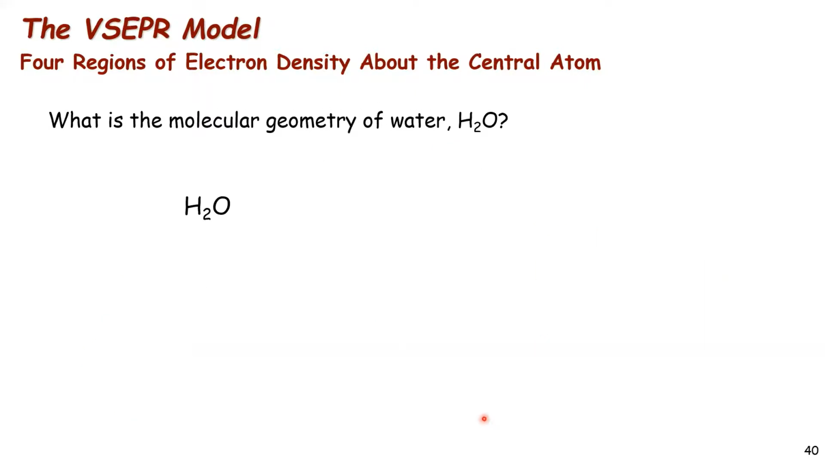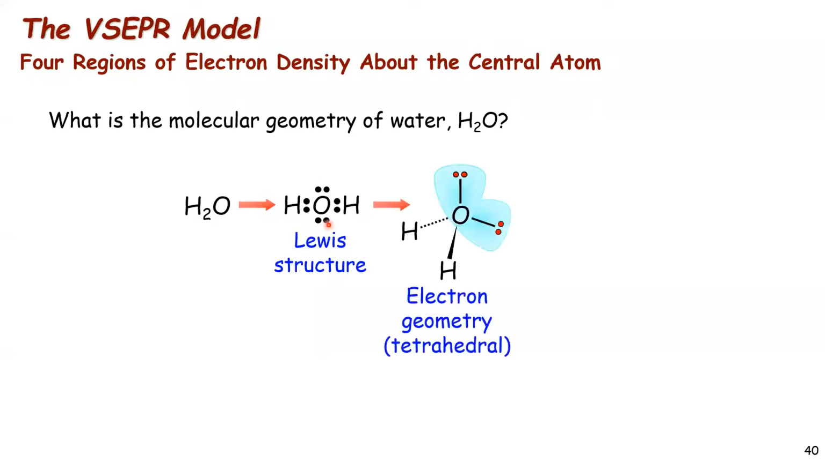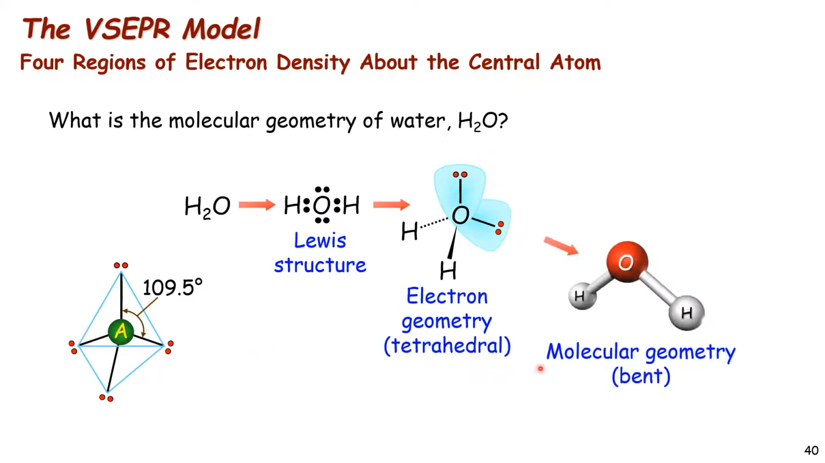Let's look at water. So when we draw the proper Lewis dot structure for water, it looks like this. Again, we have 1, 2, 3, 4 regions of electron density. Therefore, again, it's going to have a standard electron geometry of tetrahedral, and of course, with the ideal bond angles of 109.5. Again, we can't see the lone pair, so the molecule actually is going to look like this. And so again, it just looks bent. So the molecular geometry is going to be bent.